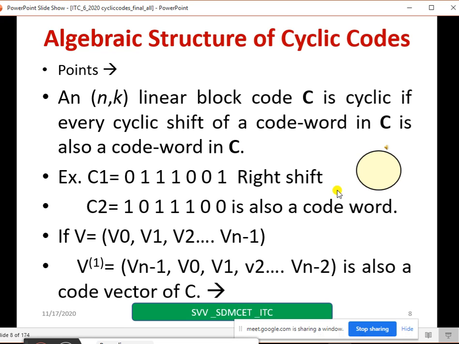So just go through, and in general I can write V equal to (V0, V1, V2, and so on). When I go for a right shift, (Vn minus 1, V0, V1, V2, and so on) I'll get is also a code vector. If you want, you can copy down, or you can read it twice or thrice so that you can remember.